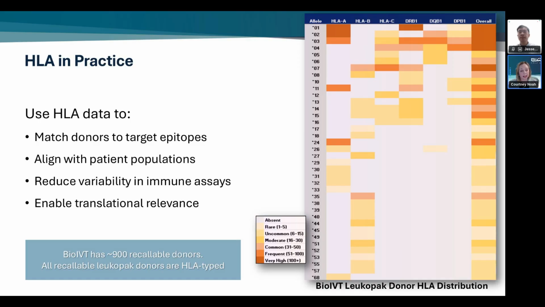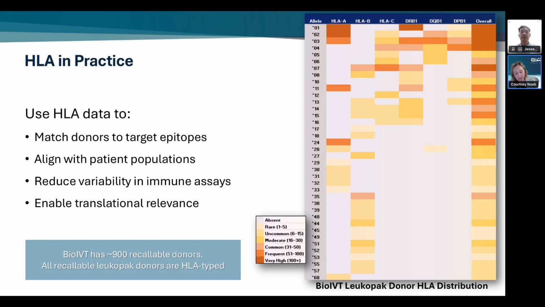Second, you can align your donor pool with your intended patient population. I want to direct your attention to the heat map here on the right, because it becomes a very powerful tool that we can use. It shows the distribution of HLA alleles across our BioIVT donors that have also been immunophenotyped, and it helps you select the frequencies that best reflect your target population.